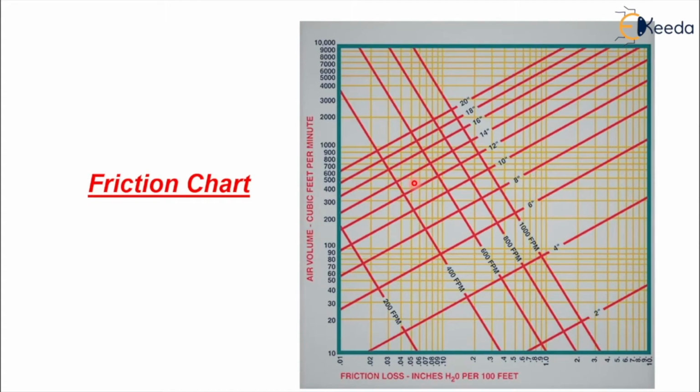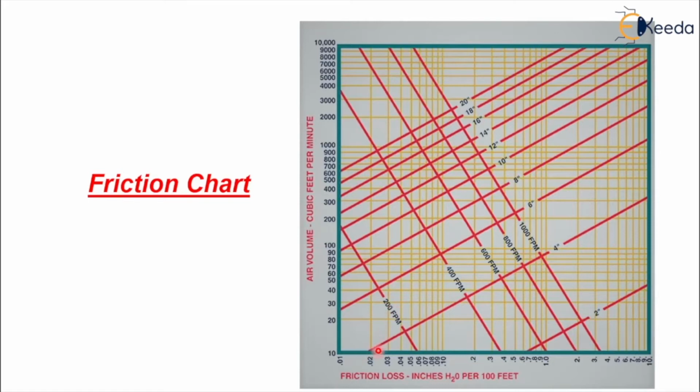Before studying the velocity method, first we will see the friction chart. What is a friction chart? A friction chart is drawn between air volume and friction loss. In this, air volume is measured in cubic feet per minute and friction loss is measured in inches H2O per 100 feet. This is the friction chart. There are vertical lines which are the constant friction lines or constant pressure loss lines, and these horizontal lines are the constant air volume lines.